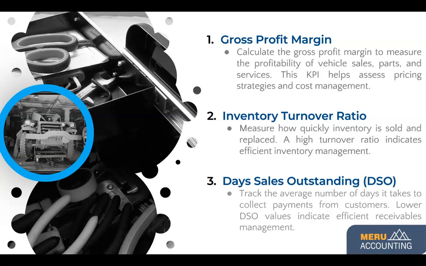Second, inventory turnover ratio. It measures how quickly inventory is sold and replaced. A high inventory turnover ratio indicates effective inventory management, minimizing holding cost and enhancing cash flow by ensuring products are sold before becoming obsolete. Third, days sales outstanding. Track the average number of days it takes to collect payment from customers. A lower days sales outstanding value signifies effective receivables management. It reflects quicker cash collection and better liquidity for the business.